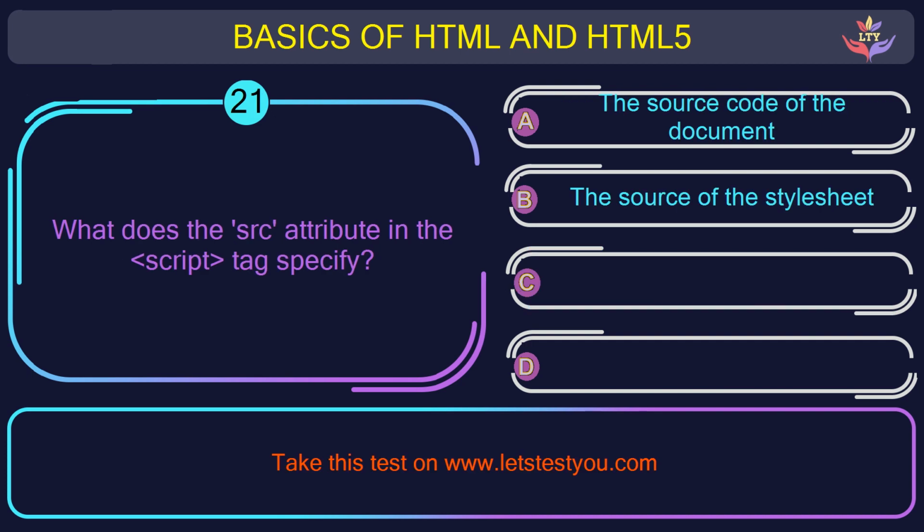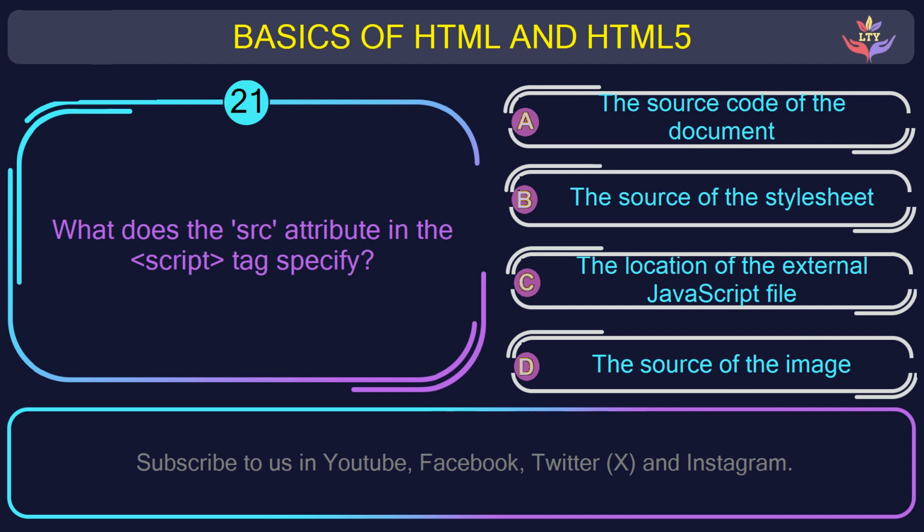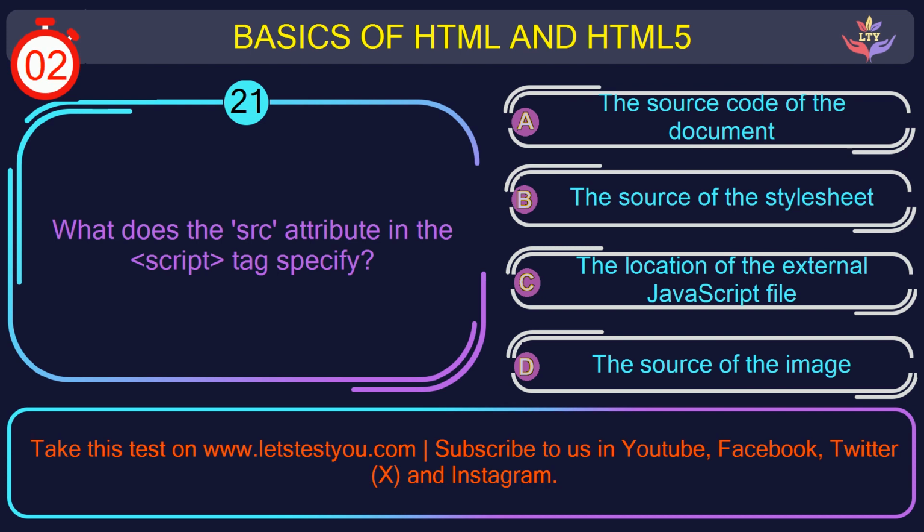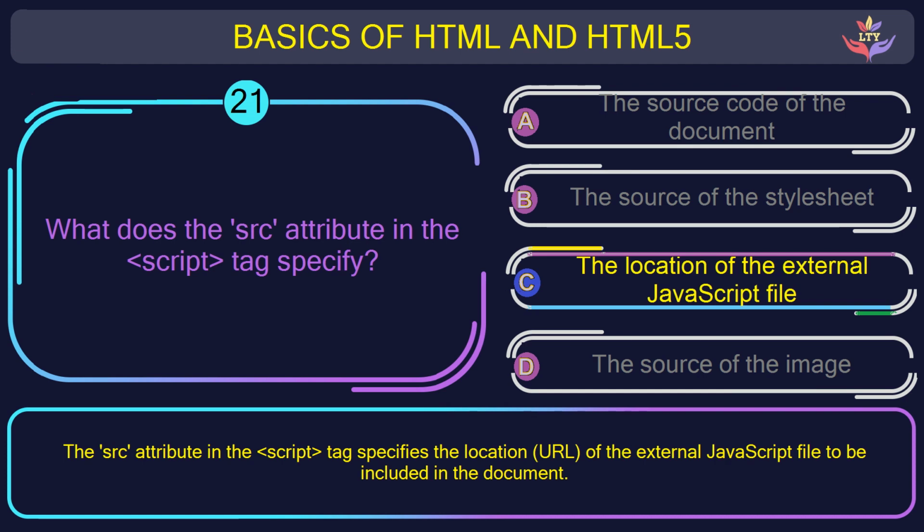Question number 21. What does the src attribute in the script tag specify? The correct answer is option C. The location of the external JavaScript file. The src attribute in the script tag specifies the location, URL, of the external JavaScript file to be included in the document.